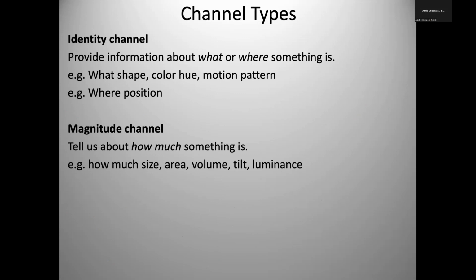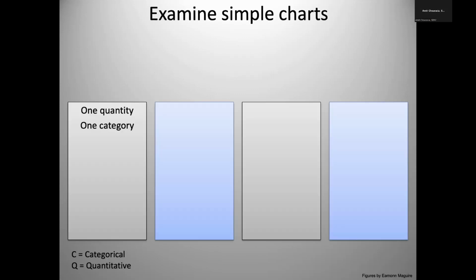And the nice property of this is that these exactly map to the way we divided up our attributes. If you recall, we talked about categorical attributes. They should be used to map with the identity channel. And when we talked about ordered attributes, they should be mapped using the magnitude channel. So that provides us the mapping.